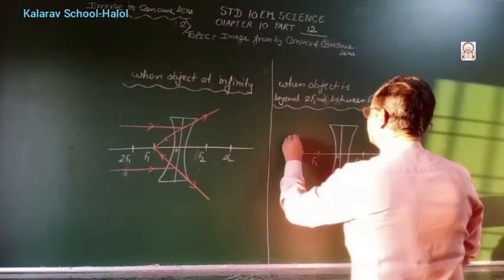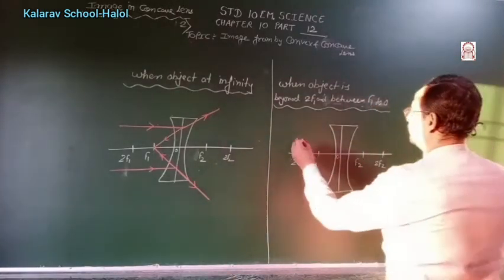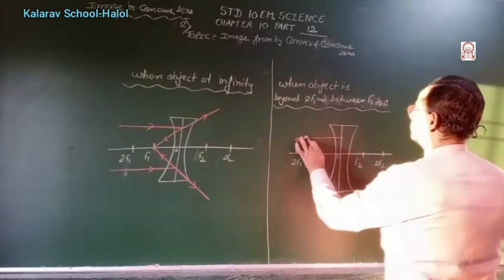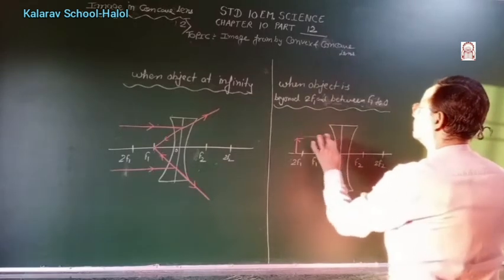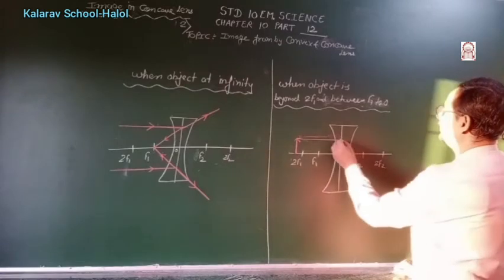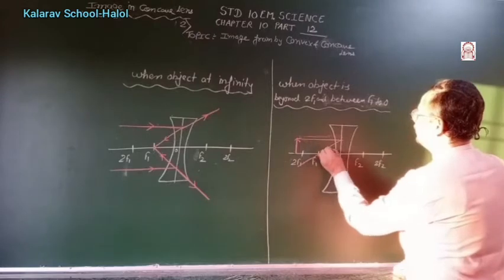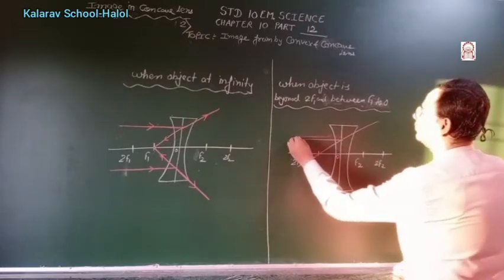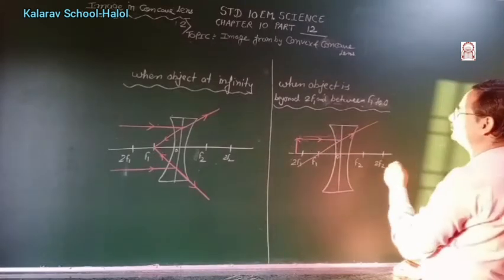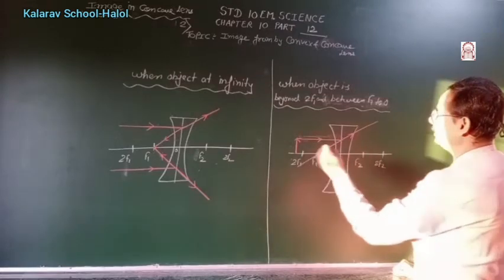Suppose the object is here. Okay, and definitely the ray will pass parallel like this way. So this is okay, and after that definitely it will diverge this way, but when you extend it in backside, you see that it will appear at the focus.